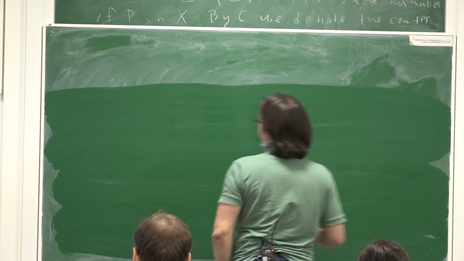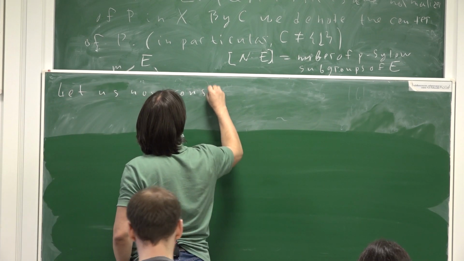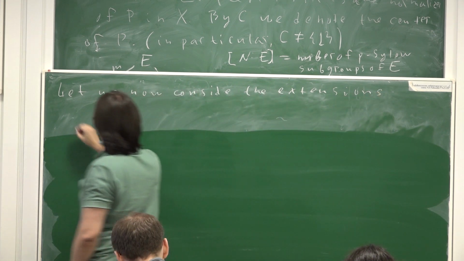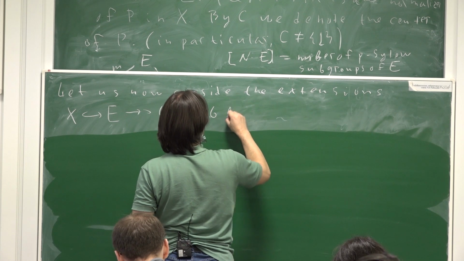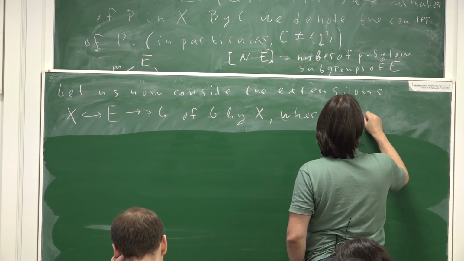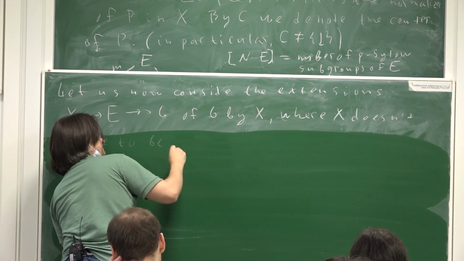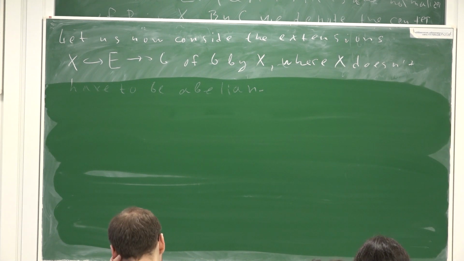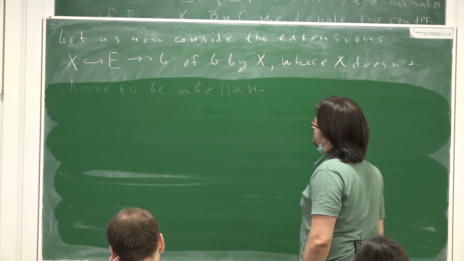So now let us consider a modular equation. Now consider the extensions X, E, G, of G by X, where X doesn't have to be abelian. What can we do in this case? First of all, let us understand what structure such an extension induces.